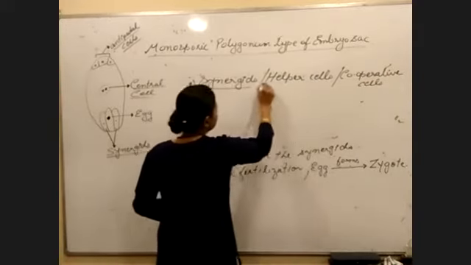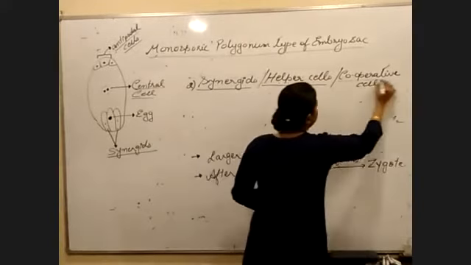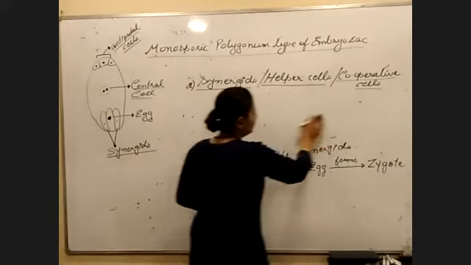Next are the two synergids, which are also called helper cells or cooperative cells, right?